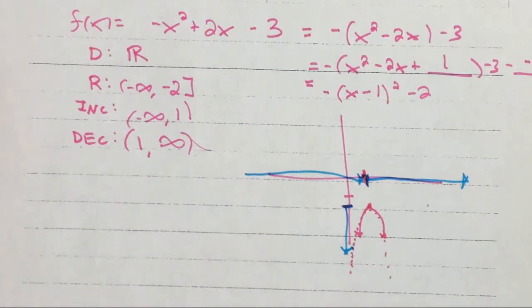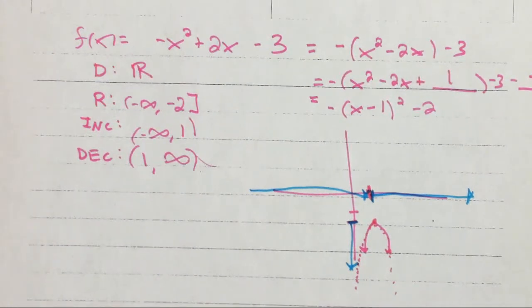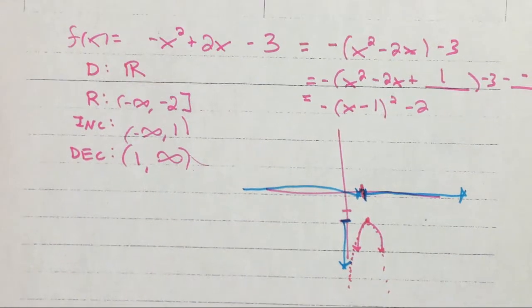Is the function monotonic? No, because it's doing increasing and decreasing. Good. So that's kind of what we're building up to. Like, here's a single function, do all this stuff. All the function stuff.